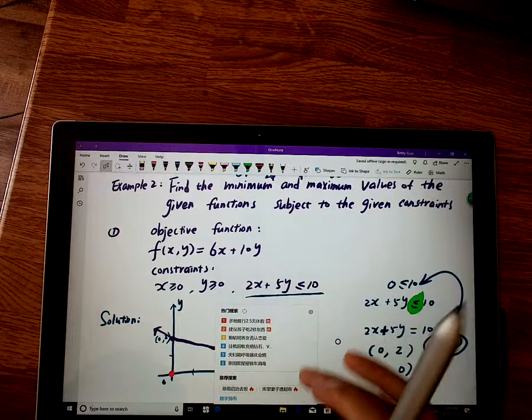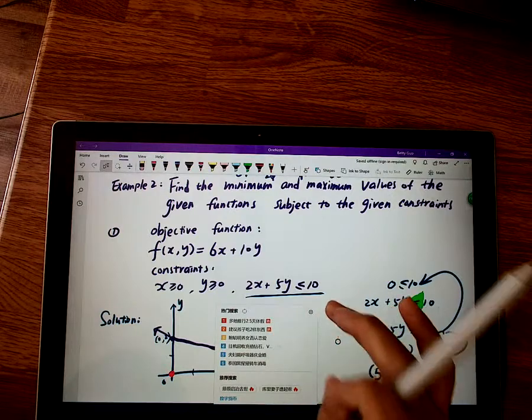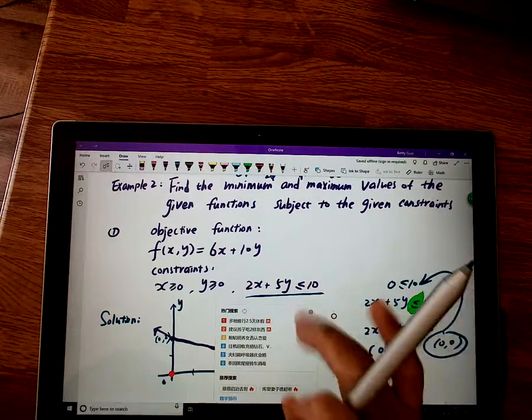Hold on, I don't know how to just get rid of the advertisements.